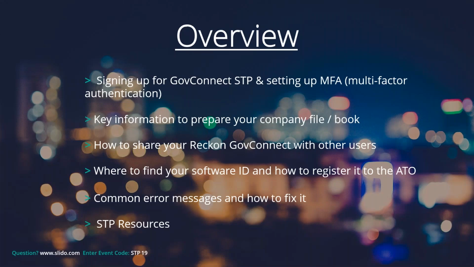So just an overview of what we'll be covering today. We'll be looking at signing up for GovConnect STP and setting up your multi-factor authentication. We'll look at the key information to prepare for your company file or book, how to share your Reckon GovConnect STP with other users, where to find your software ID and how to register it to the ATO, and some FAQs and common error messages and how to fix them. And we'll finish off with where to find some more STP resources on the Reckon network.